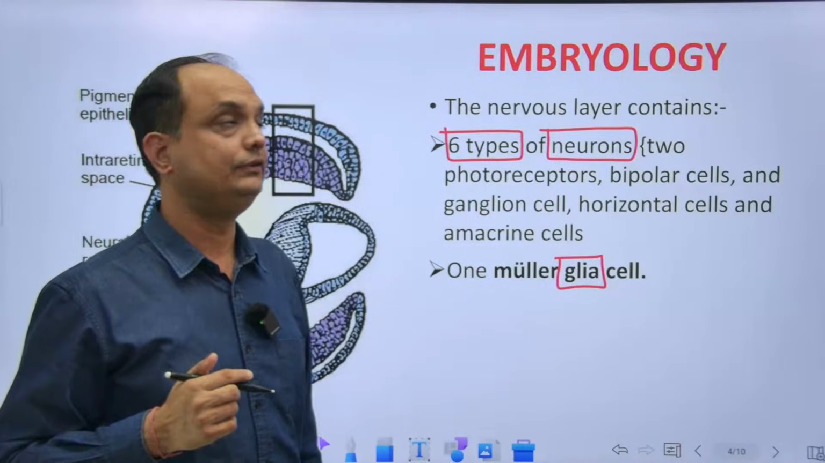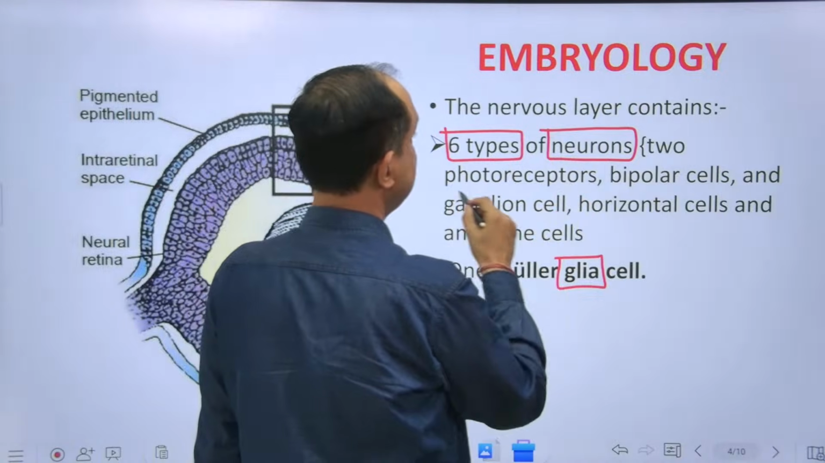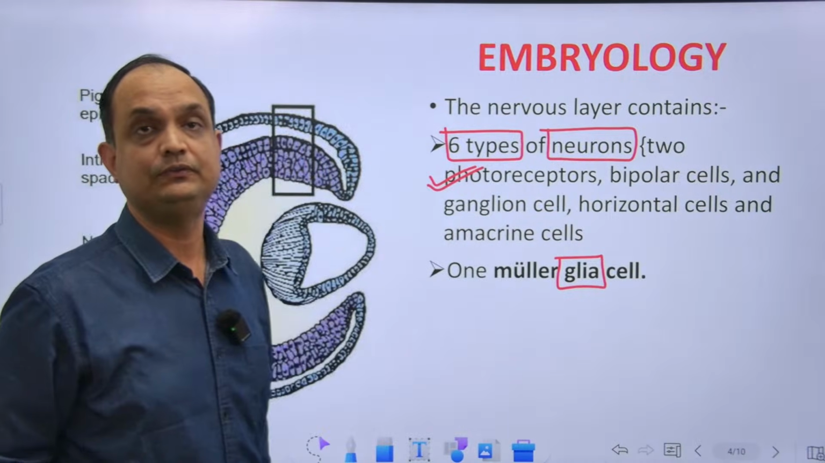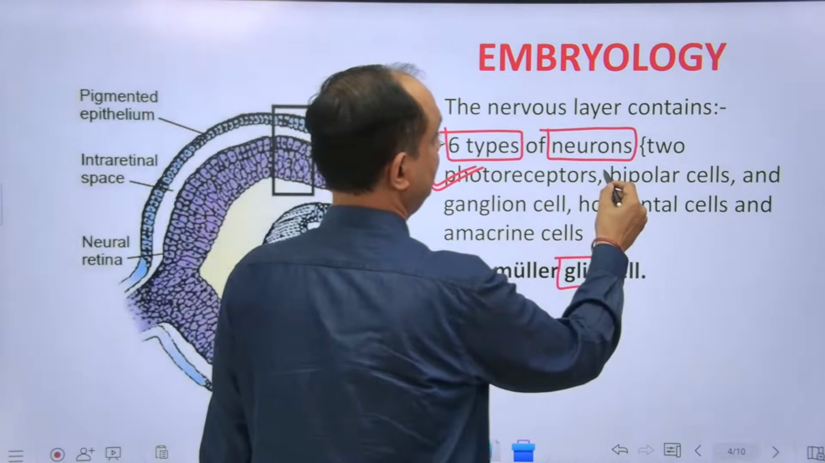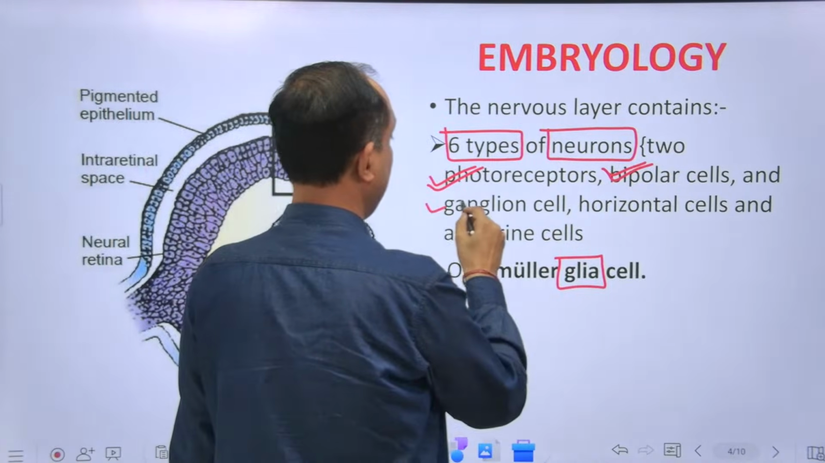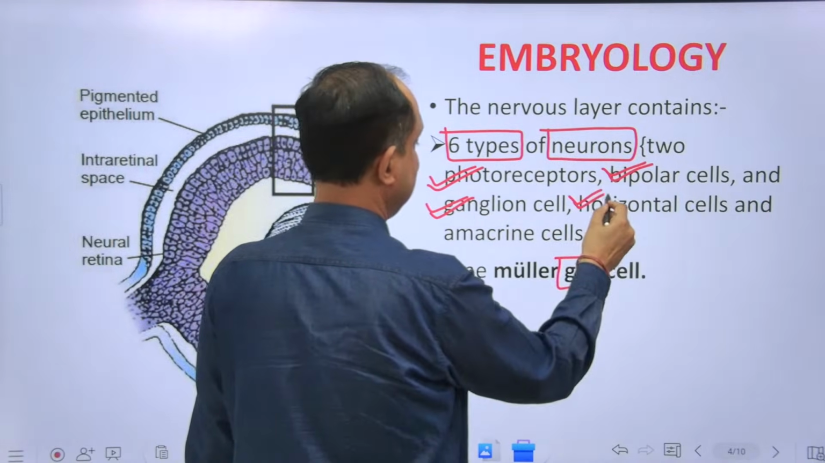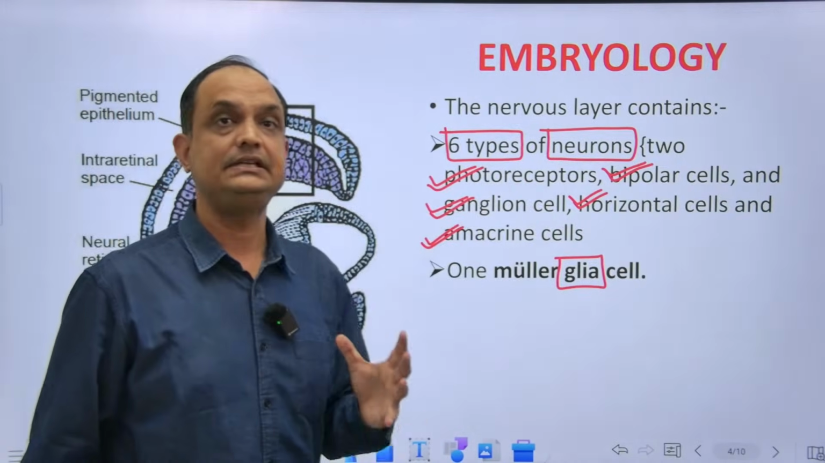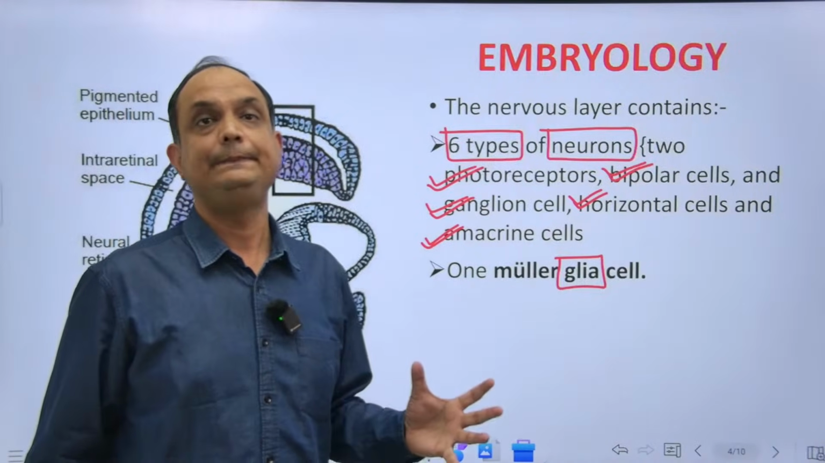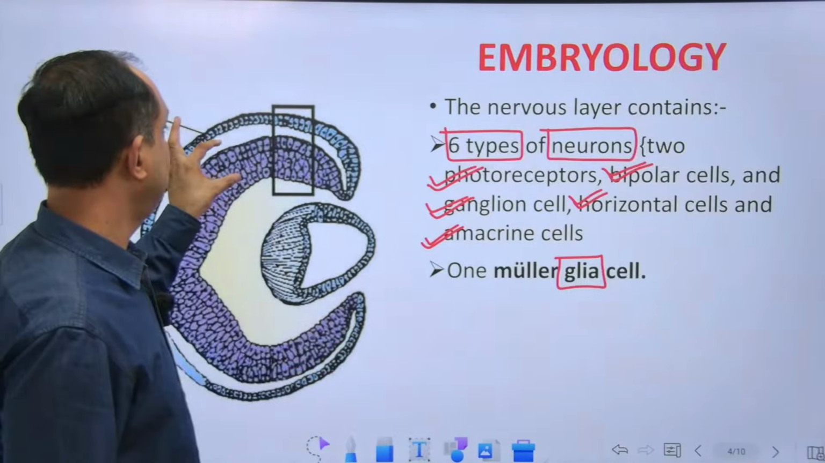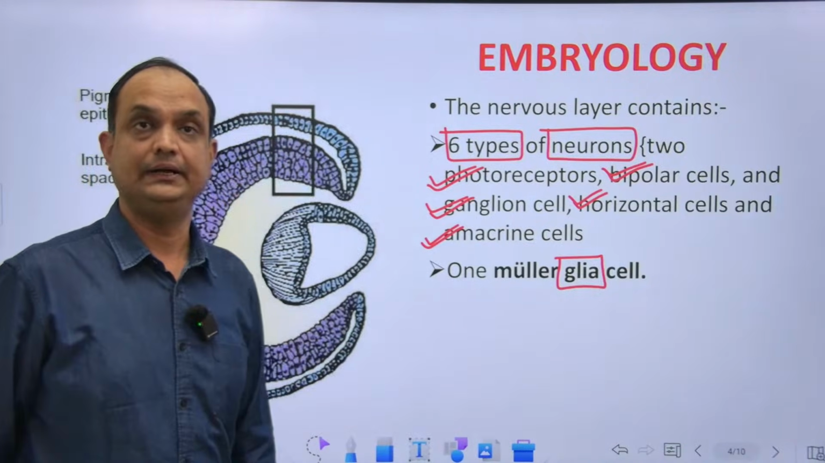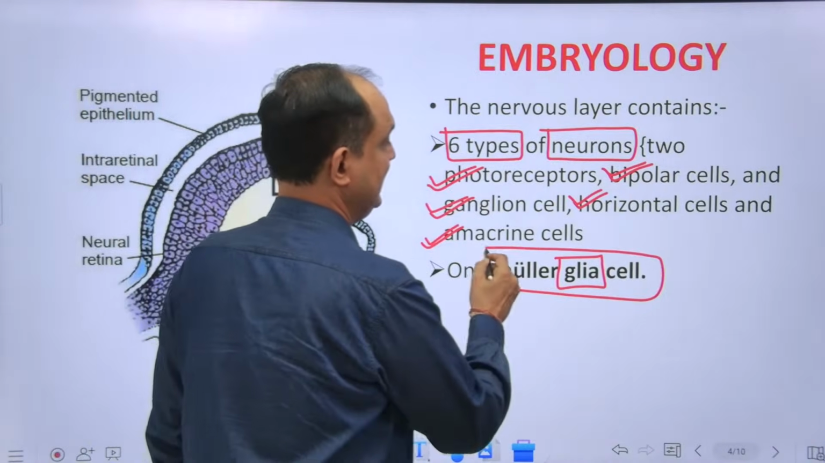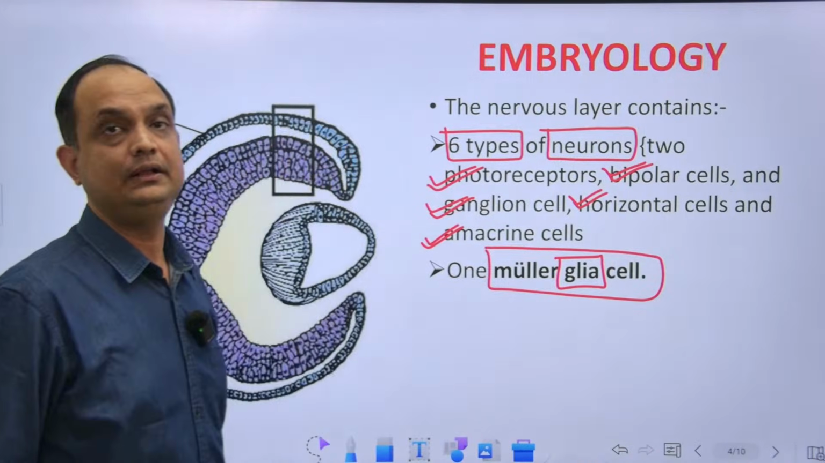Now, what are the names of these 6 types of cells? You will have the rods and cones. So these are the 2 types of photoreceptors. Then bipolar cells, then ganglionic cells, horizontal cells, and amacrine cells. So in such a way, there are 6 types of neurons present in this inner neuronal layer of the retina. Apart from that, you have one Muller cell, which is a glial cell present in the retina.